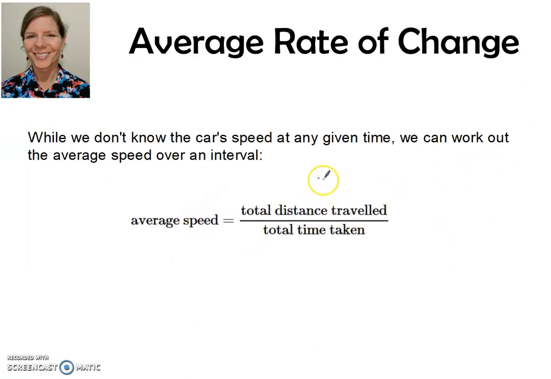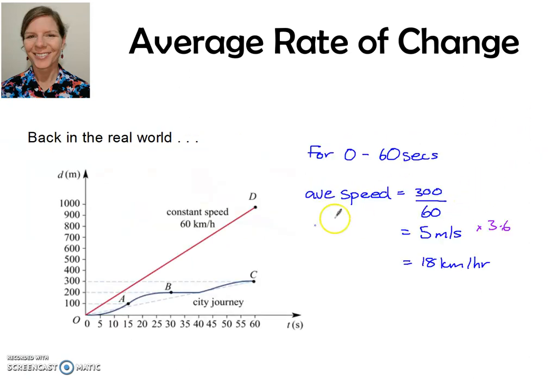So while we don't know the car's speed at any given time, we can work out the average speed over an interval, and it doesn't have to be the total interval. So if we go back here, we could say, well, what is the average speed between B and C? We can see that that's 100 metres over 30 seconds. So you can work that out. You can say, what is the average speed between A and B? So that's 100 metres as well, but that's only over 15 seconds. So you're going twice as fast. Your average speed is twice as fast here as it is here.